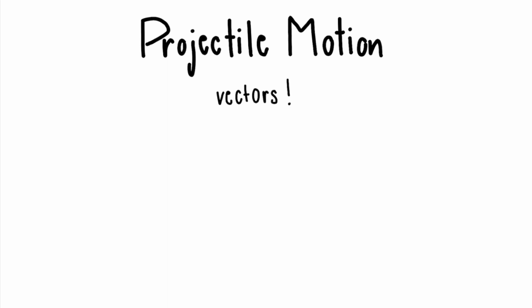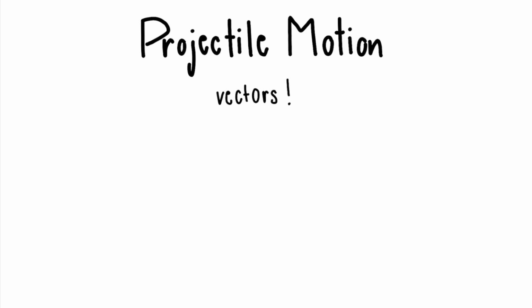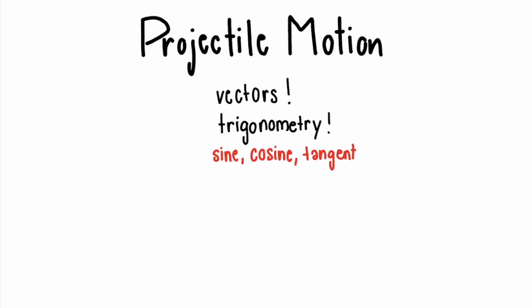So again, if you don't know what these are, you should go watch a video about them here on YouTube or have a quick look on Google. We won't explain what vectors are in this video. As we said before, vectors have both direction and magnitude. The topic we will talk about requires knowledge about trigonometry and the trigonometric functions. If you don't know what sine, cosine and tangent are, you should also have a quick look at the video here on YouTube. But let's start.